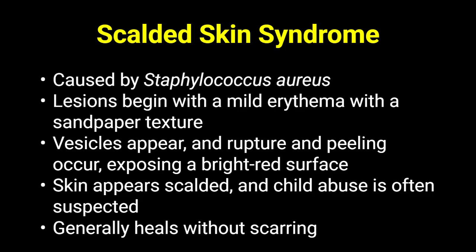Early lesions often have a sandpaper-like texture, which is an important clue before blistering develops. As the disease progresses, large, fragile blisters or vesicles form. These blisters rupture easily, leaving behind a bright red moist surface that gives the appearance of a severe scald or burn. Because the skin peels away so easily, this condition is sometimes mistaken for child abuse or burn injuries, making careful assessment essential.